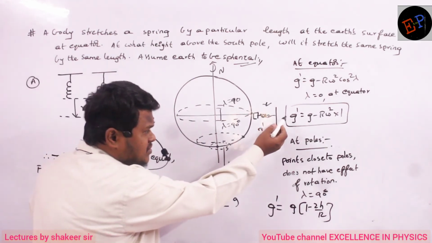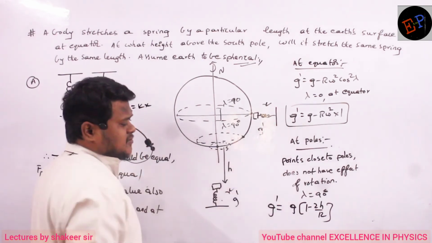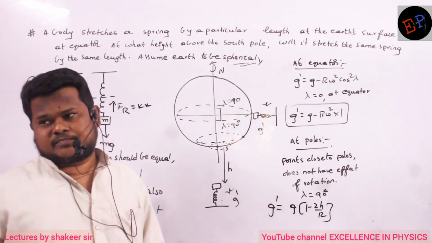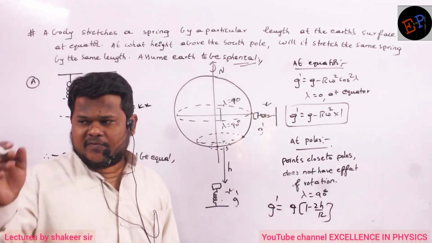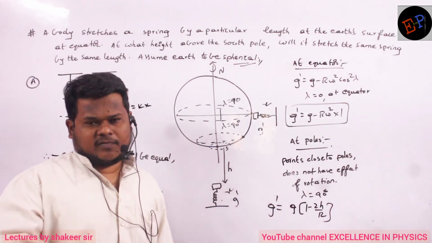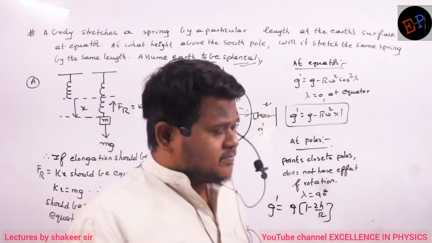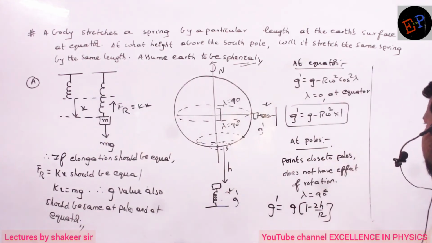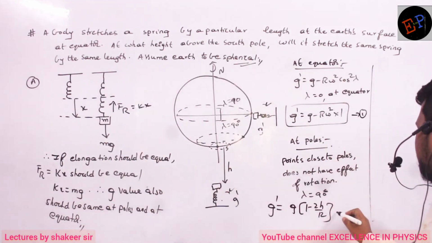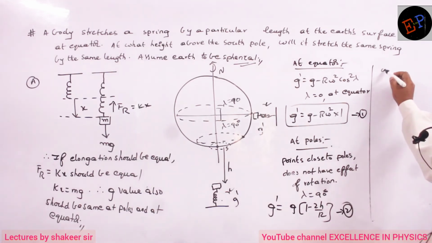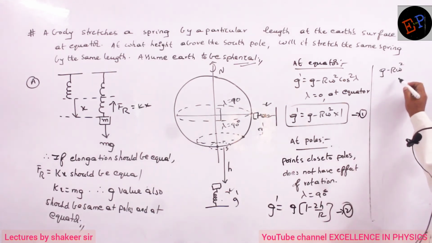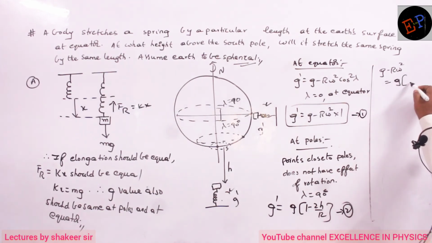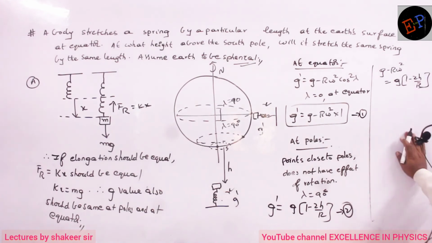So therefore, this equation of g and this equation of g should be equal. Then the weight will be equal. If the weight is equal, the elongation will be equal. That's it. So equate both of them. Let it be my first equation and let it be my second equation. So g minus r omega square is equal to g into 1 minus 2h divided by r. Clear? So what I want is the h value only, no?